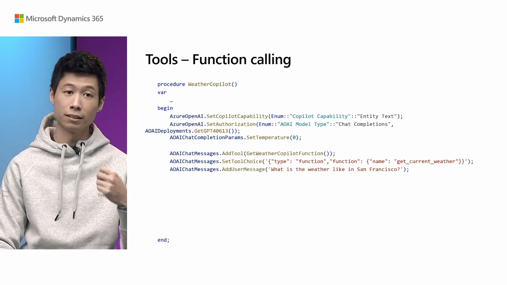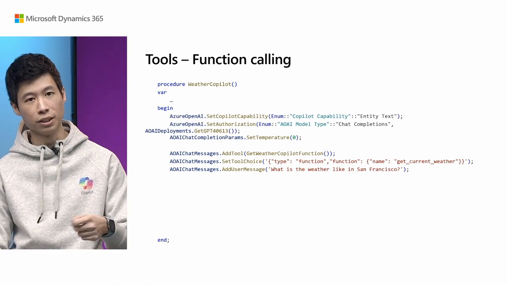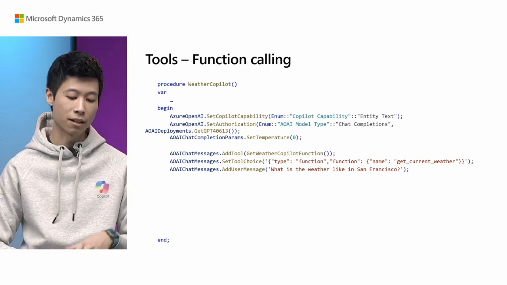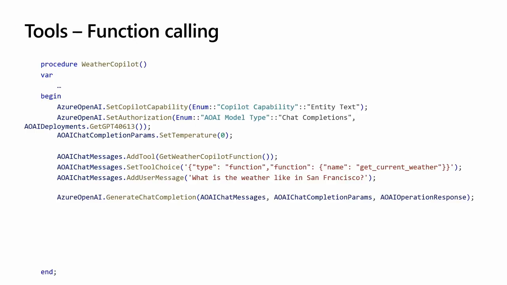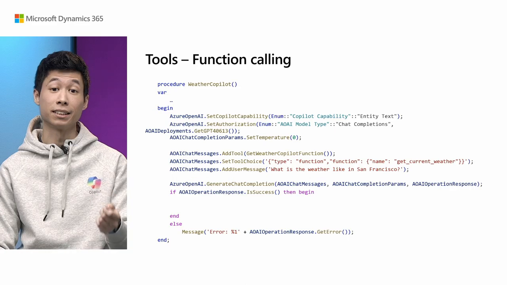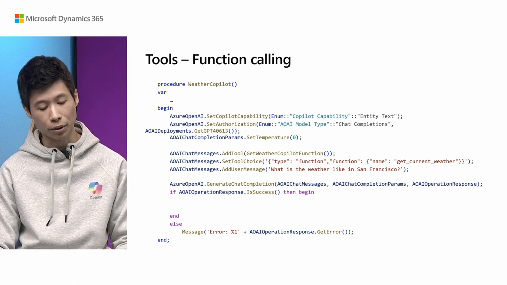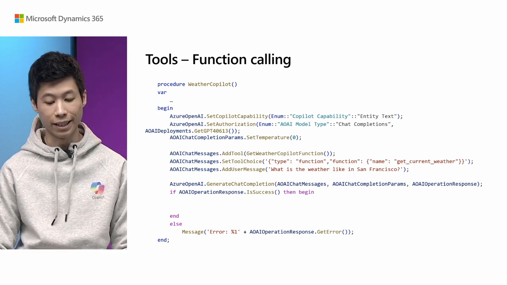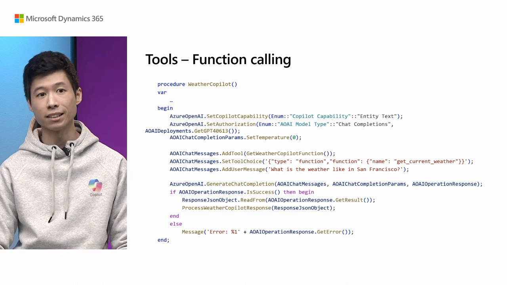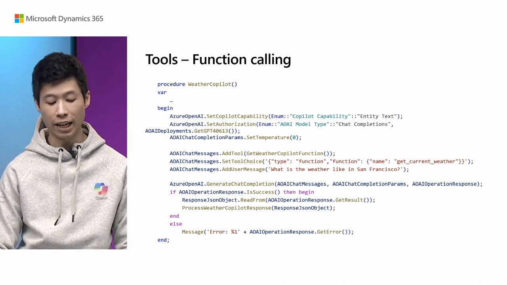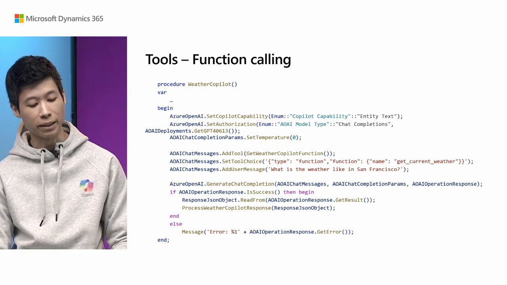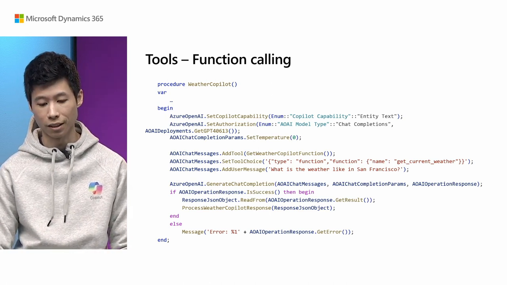Next up, I'll add a user message to simulate a user actually typing in something like what is the weather like in San Francisco. From there, I'll call generate chat completion for it to go call Azure OpenAI. And there, I'll check whether it's been a success or not. If it has not, I'm going to throw my error so I know what it is. However, if it's a success, now I need to interpret what the response was that came back. So I read it into my JSON object and then process the response.